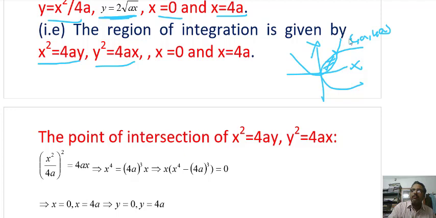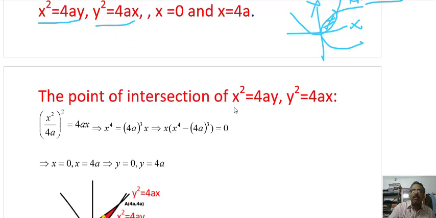So then first we will find the point of intersection. Very simple. X square equals 4ay and y square equals 4ax. Now from this one, y equals x square by 4a. Now substitute this in the second equation. Then what happens? X square by 4a whole square equals 4ax, and x square whole square is x power 4.